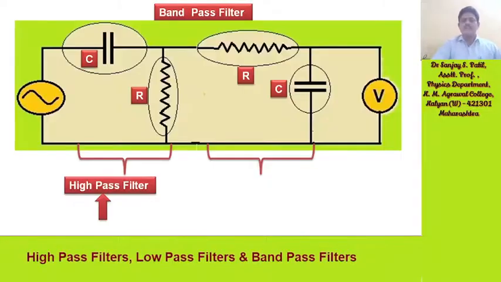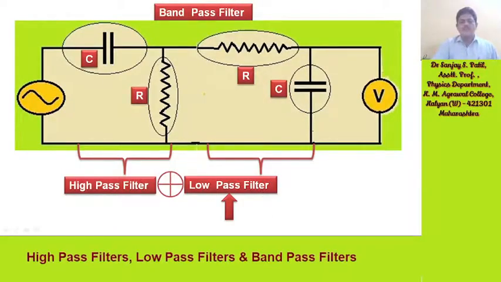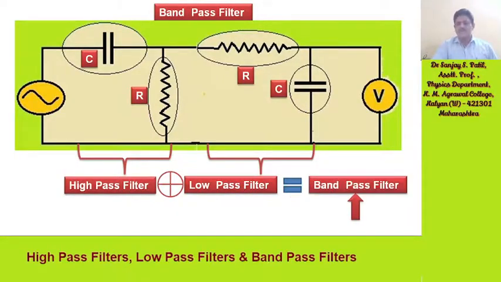Now the combination of both is the band pass filter. There are two filters, a high pass filter as well as a low pass filter, connected in this manner. This filter is connected with this filter, and finally, as usual, we are getting voltage from this voltmeter. Now, this is a high pass filter and there is a low pass filter. So, high pass filter plus low pass filter is equal to band pass filter. Now, this band pass filter circuit is ready.